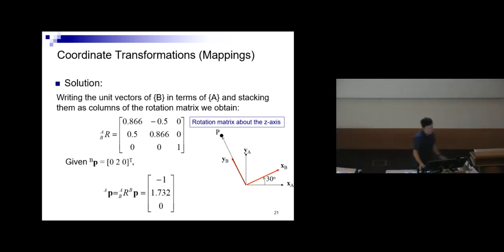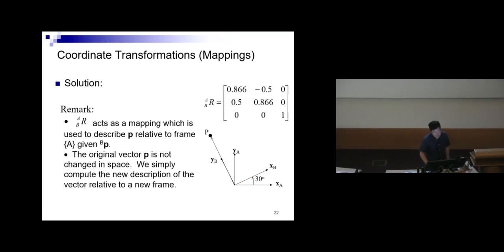So once you have that, you have your AP equal to ABR multiplied by BP. So B and B cancel off, you have your AP. So you do the multiplications, you will have minus 1, 1.7320. So meaning that this point P is at minus 1 along the x-axis, and 1.732 along the y-axis, and of course it still remains on the xy plane. The z is equal to 0. So I think these are simple stuff. We can move a bit faster.